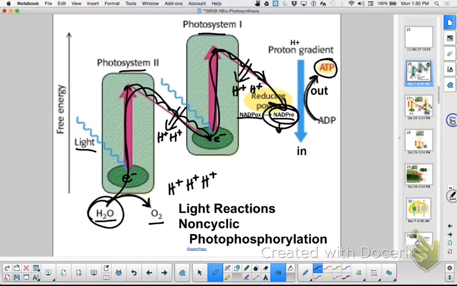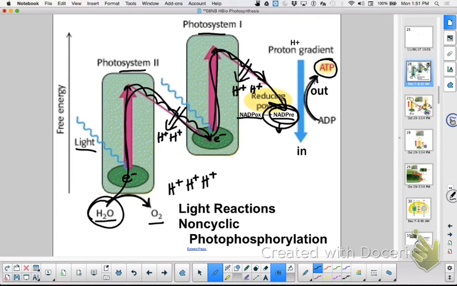Then number 2, in photosystem 1, electrons are excited a second time by solar energy. The electrons are ultimately passed to NADP, forming reduced NADPH. This NADPH will be used by the Calvin cycle.